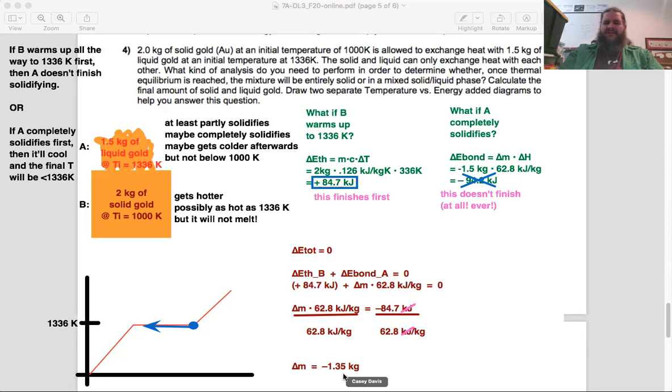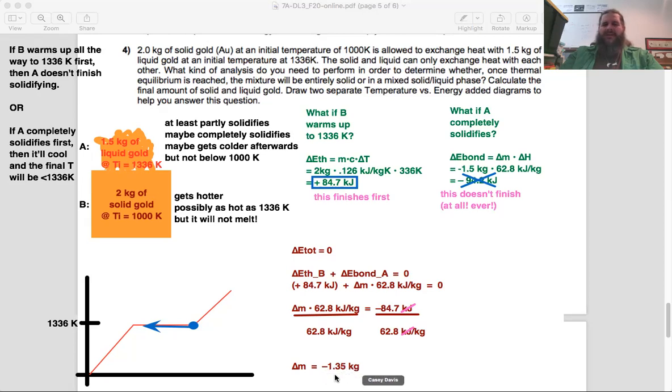What does the negative signify here? Yeah, we're losing mass of liquid because the M, the indicator here, is mass of the higher energy state, which is liquid. Delta M being negative means we have lost liquid. So the amount of liquid has decreased by 1.35 kilograms. 1.5 minus 1.35 is what, 0.15? So we're left with only 0.15 kilograms of liquid remaining.